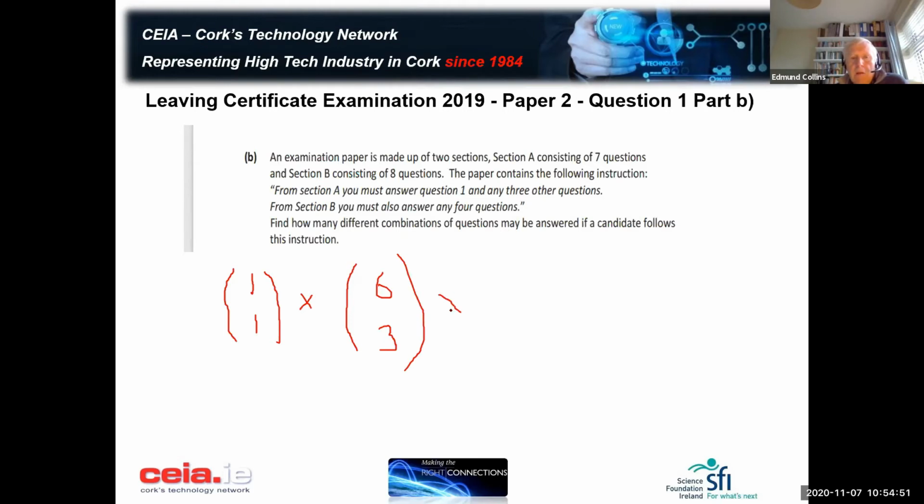And again, multiplication because of the "and". And this is probably the easiest part of all, because we're into section B, and from section B you must answer any 4 questions. So there's a total of 8 questions on section B, and we must answer 4 of them. So that's it, really. That's it.